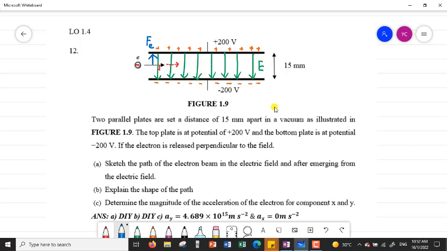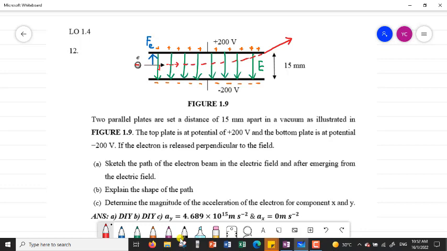The electron has a very small mass, so the weight of the electron is negligible. So what we will see is that the electric force will try to drag the electron upwards. So what happens to the motion of the electron? The electron will deflect upward. As it moves across the field, the electron will do projectile motion. It will deflect upward and then emerge from the parallel plates.